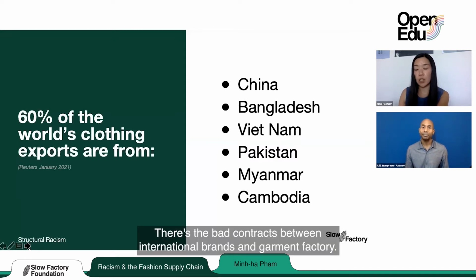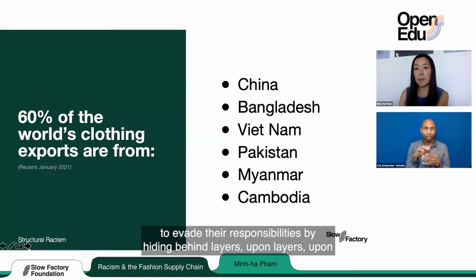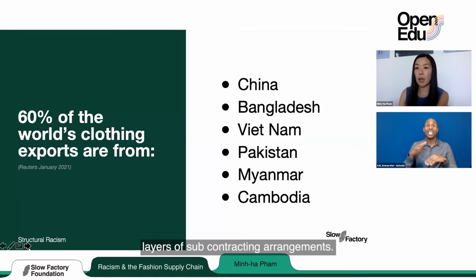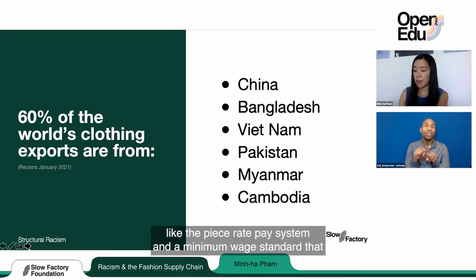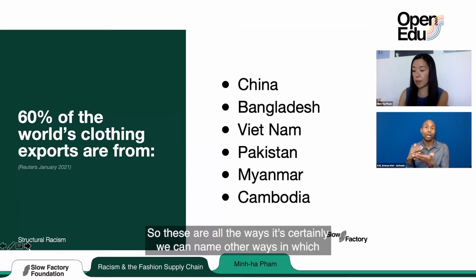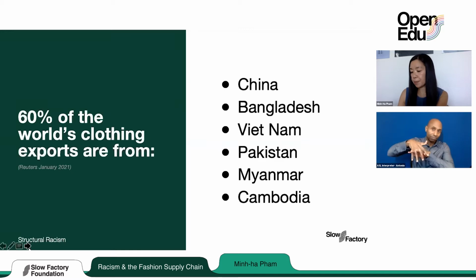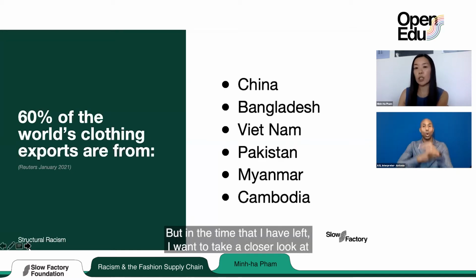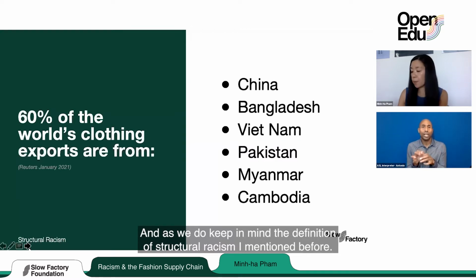There's the bad contracts between international brands and garment factories, the convoluted and opaque supply chains that are designed to allow brands to evade their responsibilities by hiding behind layers upon layers upon layers of subcontracting arrangements. And as I just mentioned, the structures of legalized exploitation, like the piece rate pay system, and a minimum wage standard that doesn't amount to a living wage. So these are all the ways, and certainly we can name other ways in which racism is institutionalized, right, is entrenched, is baked into the global industry. But in the time that I have left, I want to take a closer look at the contracts between international brands and garment factories. And as we do, keep in mind the definition of structural racism I mentioned before.